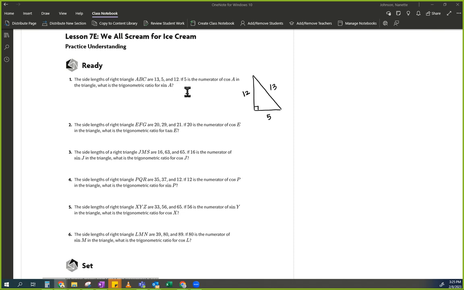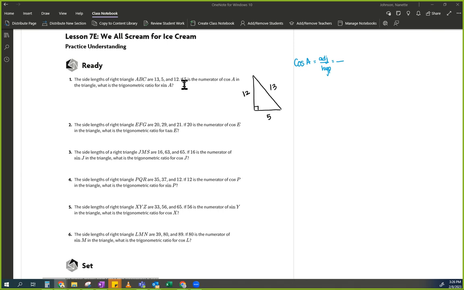So then I moved to my second sentence. Second sentence says, if 5 is the numerator of cosine A. Wait a second. I remember this. Miss Johnson, you taught us about cosine A in that last video. You said cosine of an angle is equal to adjacent over hypotenuse. Here, my hypotenuse has to be 13 because that's what the hypotenuse is.